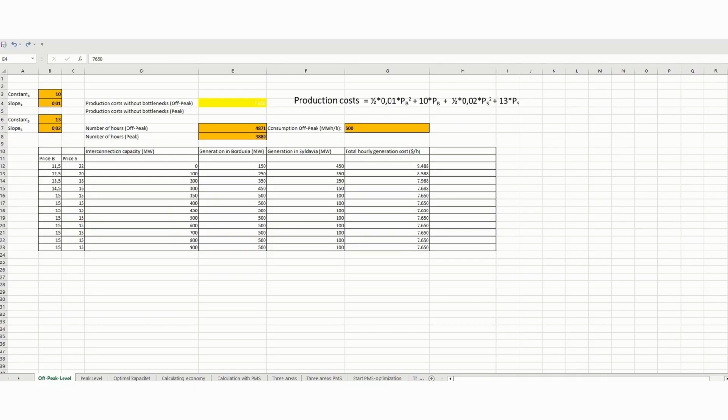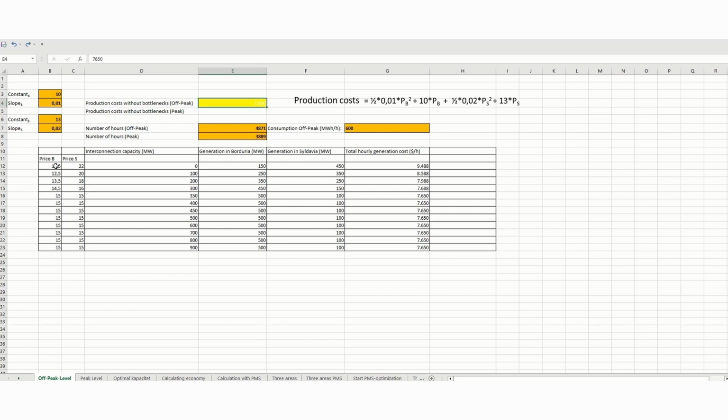I will now repeat the calculations done in the textbook here in an Excel sheet. Let us start by looking at the off-peak period. Here you can see the marginal price in area B and the marginal price in area S. When I start with no capacity between the two areas, zero capacity, then the production in area B will be 150 and the production in area S will be 450.